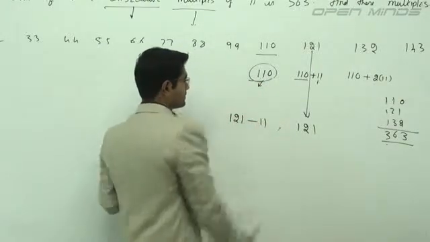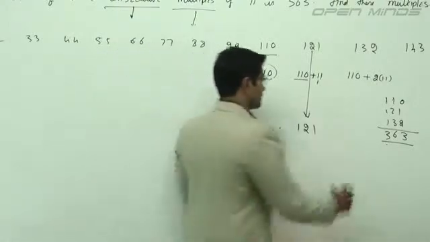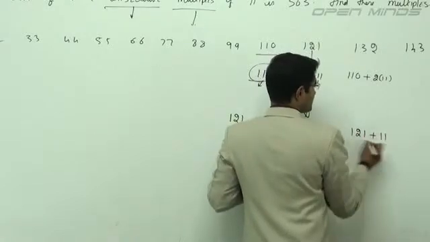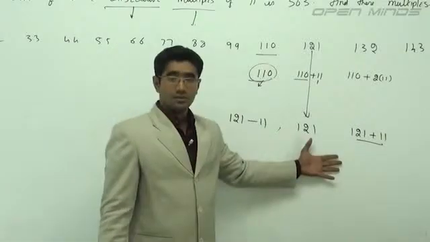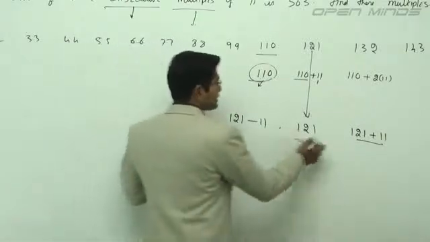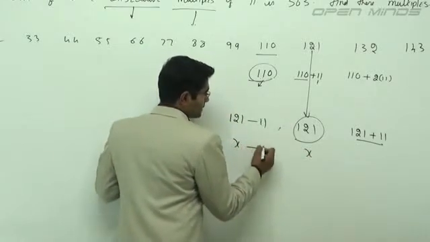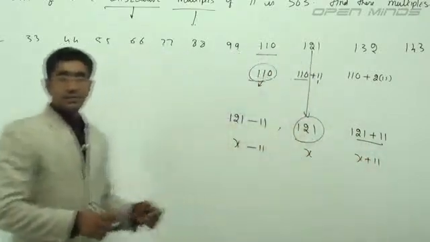That's all about it. 121 minus 11 is 110. And the next number is the same thing, that is 121 plus 11. I get this number. Very simple. Now these are my consecutive numbers. Suppose I took this as x. Who is the number behind this? It is x minus 11. And who's the number next to it? x plus 11. Very simple, isn't it?